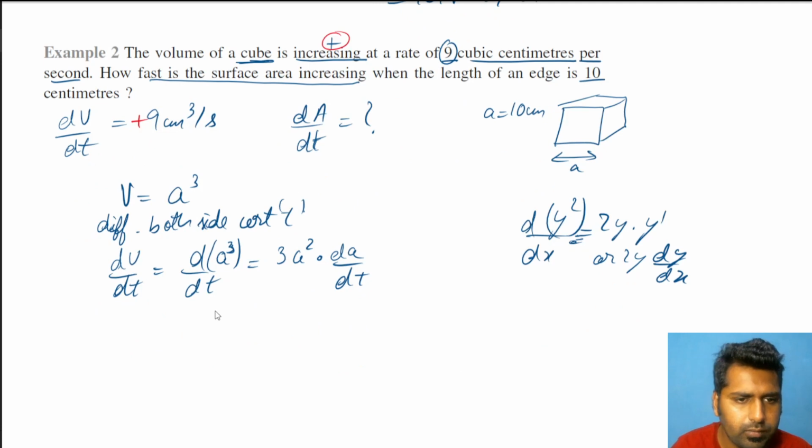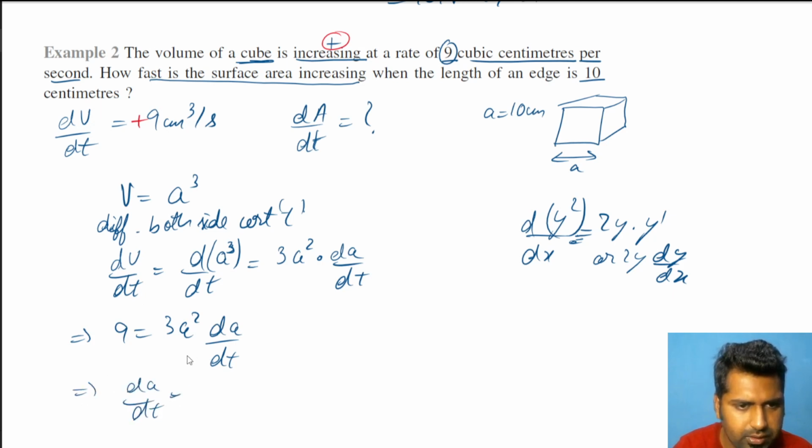All right, now this is done. The value is this dV by dt. Now what is the value? 9 is equal to 3a square dA by dt. All right, let's get dA by dt from it. So dA by dt is equal to 3 by a square. Mark this as 1, we'll use it later.